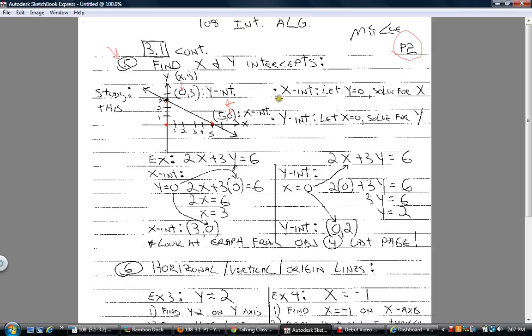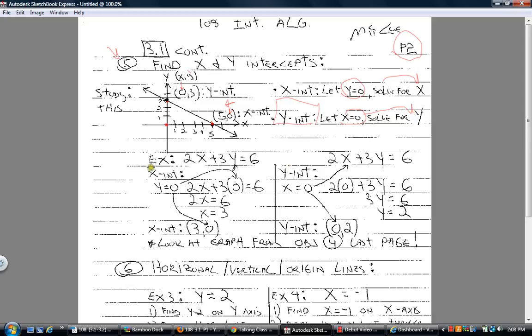Okay, now when we find the x-intercept and y-intercept, the strategy is pretty simple. You are going to let y equal 0, and then solve for x, and that will produce the ordered pair for the x-intercept. When you let x equal 0 and solve for the other variable y, you will have the y-intercept.